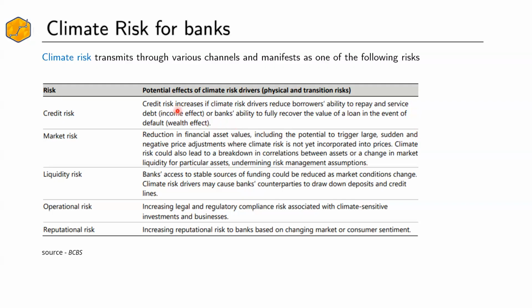But what are these two different things? What is the income effect? What is the wealth effect? The first one is the ability to repay and service debt, which is the income effect, which is otherwise known as what? I'm just looking for the term PD. This is probability of default. Exactly. So the real estate business owner, maybe his main income is rental income.